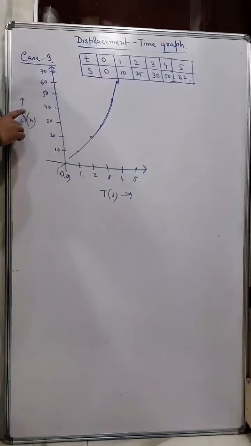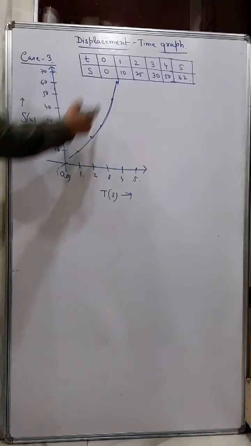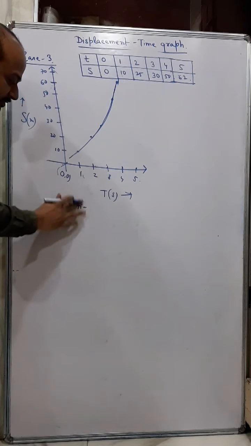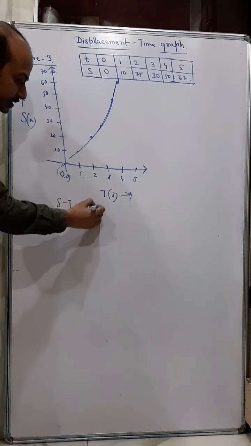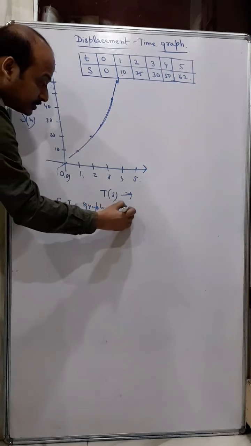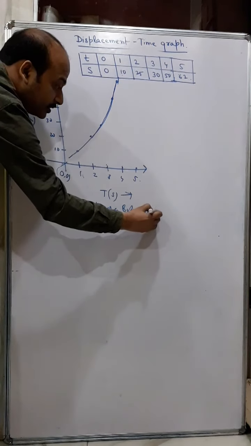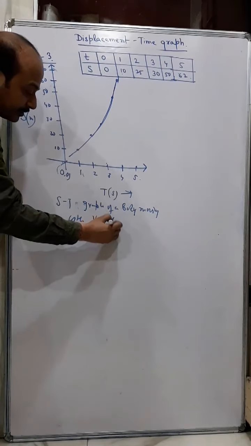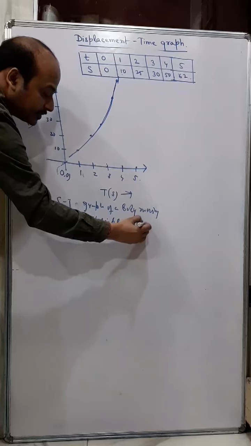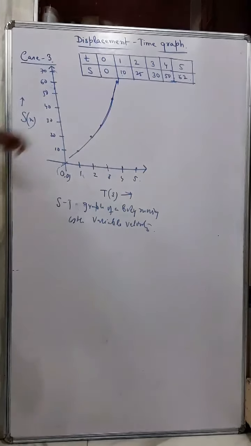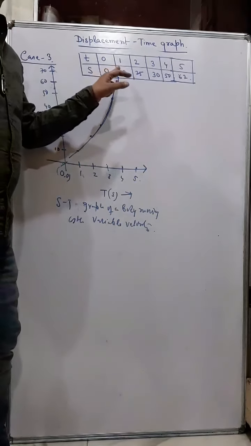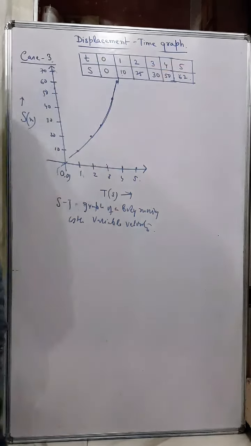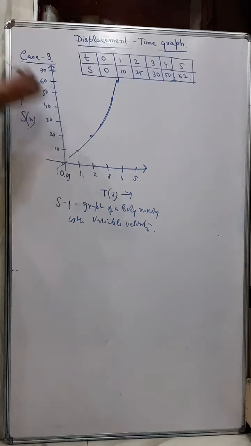So when you get a displacement time graph that is a curve, we can say this is a displacement time graph of a body moving with variable velocity, right? Because clearly we can see that the body is not traveling equal distance, the body is traveling unequal distance in equal intervals of time, and therefore we are getting a curve.